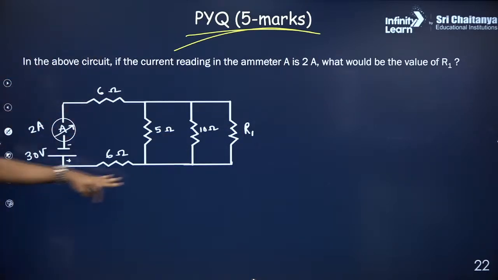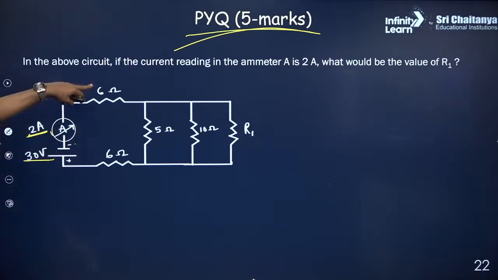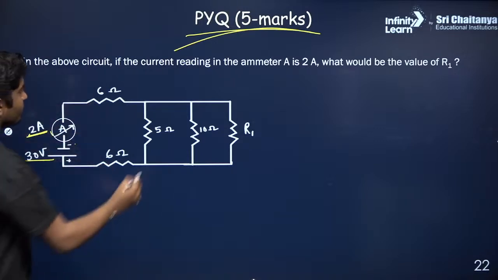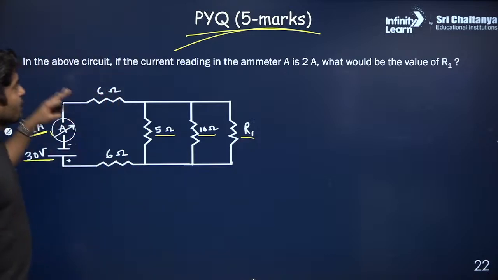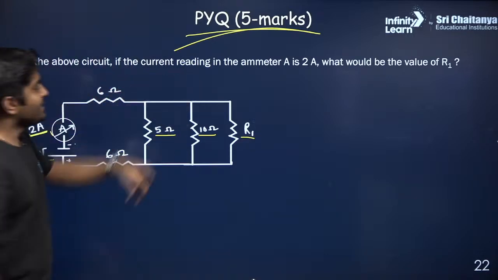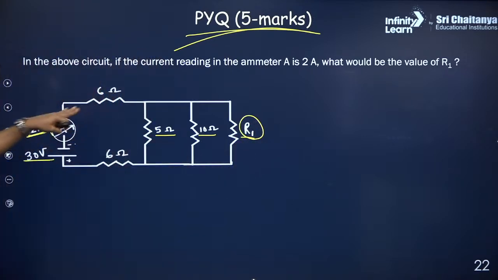You look at this diagram. There is an ammeter here. It measures the current to be 2 amperes. Then there is a battery which is 30 volts. Now this one is 6 ohm, this one is 6 ohms. This one 5, 10 and R1. So what you have to do is find the value of R1. If you can find the value of R1, you will get 5 marks.